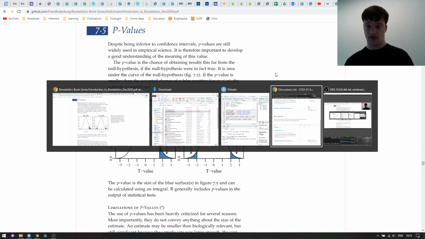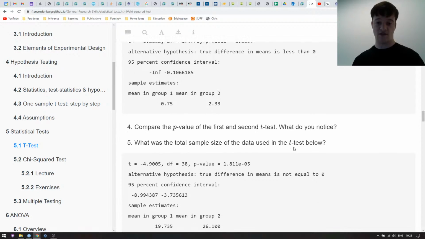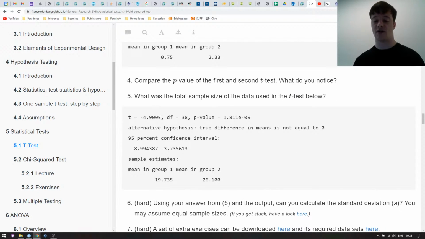Okay, then we can continue. Still this one. Number 5, which is the last one that I think you should understand to pass the course. What was the total sample size of the data used in the t-test below? Anyone know? Yeah, and why?